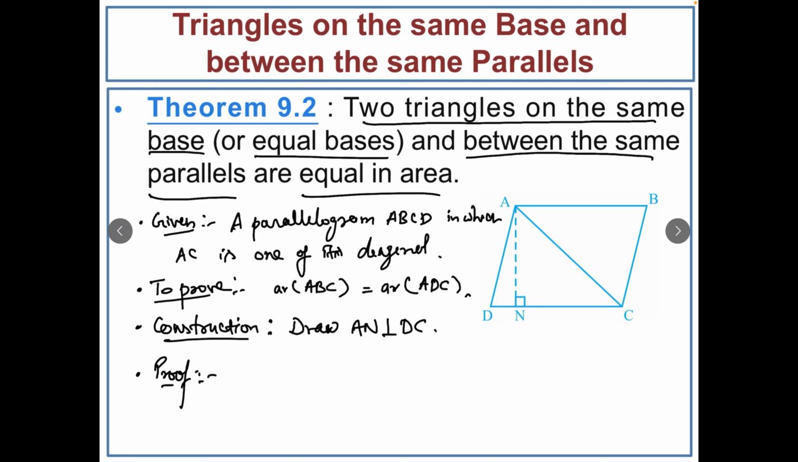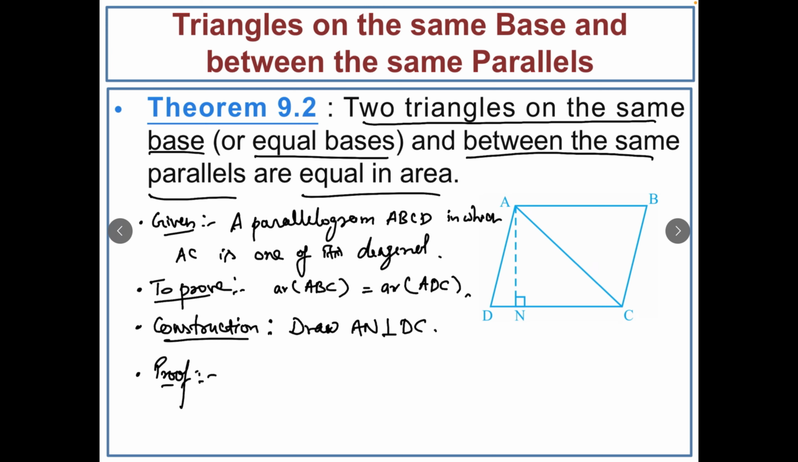Okay, next we have the converse of theorem 9.2, which is theorem 9.3. It says the two triangles having the same base or equal base and equal area lie between the same parallels. Okay, so if we have two triangles which have equal base or the same base and have equal area, then they must be lying between the same parallels. Okay, this is the converse of theorem 9.2.